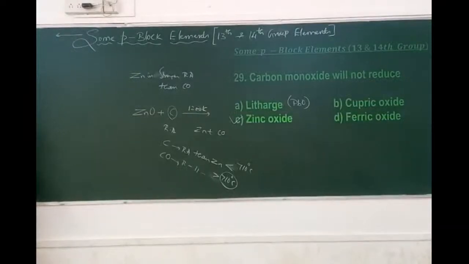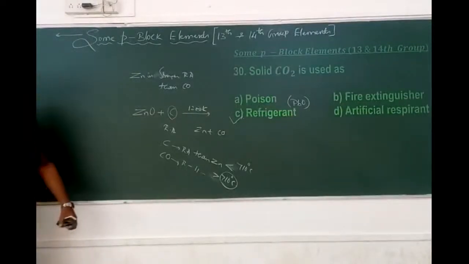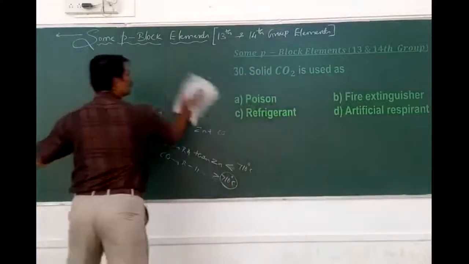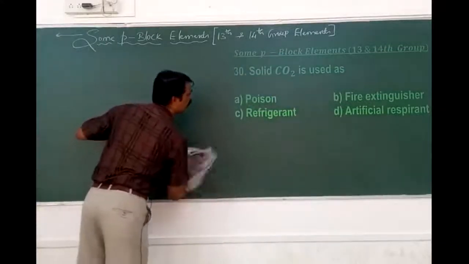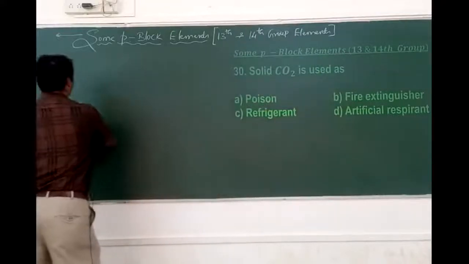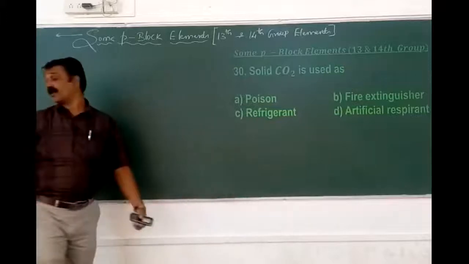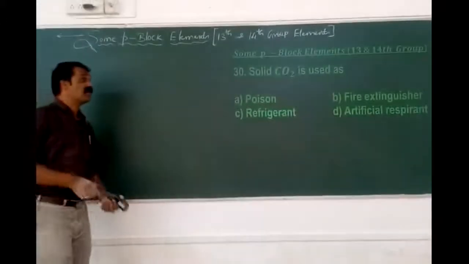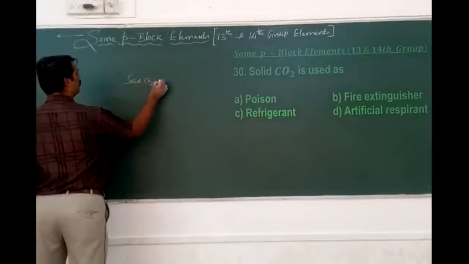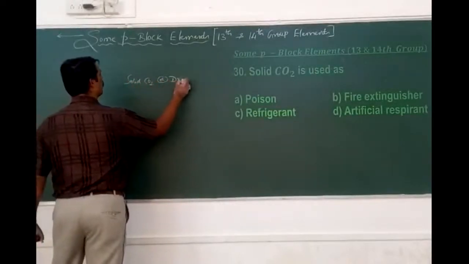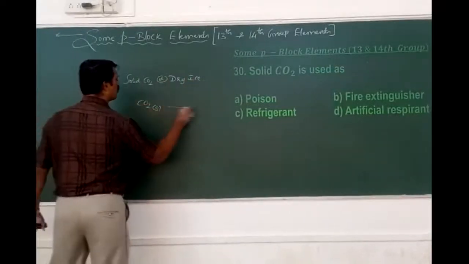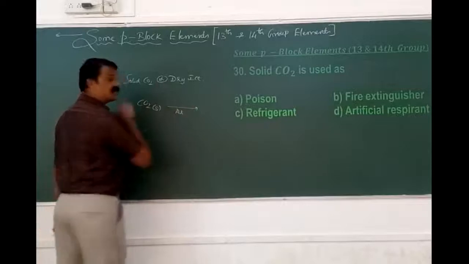Let's move on to the 30th. Solid carbon dioxide is used for what purpose? As a poison, a fire extinguisher, a refrigerant, or an artificial respirant. What is solid carbon dioxide called? Dry ice. Solid carbon dioxide is also called what ice? Dry ice. Means solid CO2 on just exposing to air, what happens?